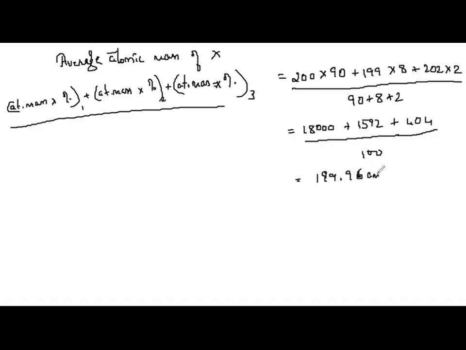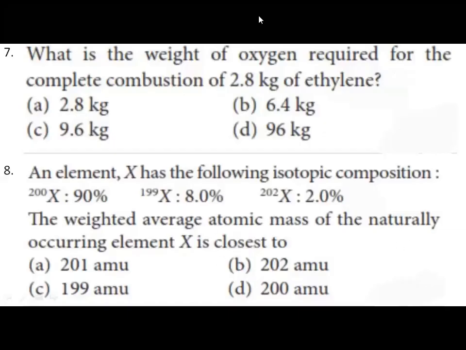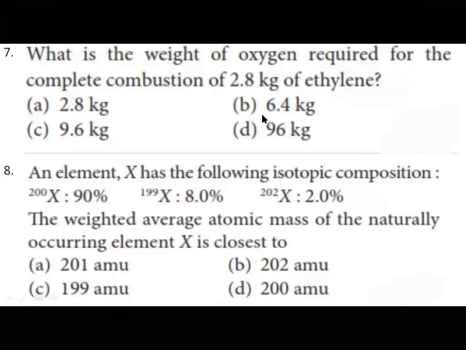Average atomic mass. It is AMU, or you can write 199.96 unified mass, which is approximately, rounding off as we have studied, 200 unified mass or 200 AMU, right? So which is the correct option? The correct option is option D, 200 AMU. Sometimes instead of AMU, they will give unified mass also.